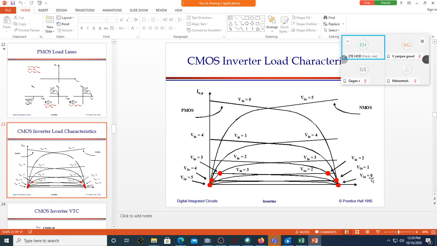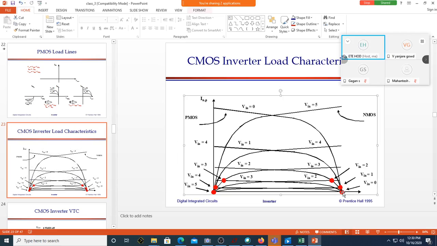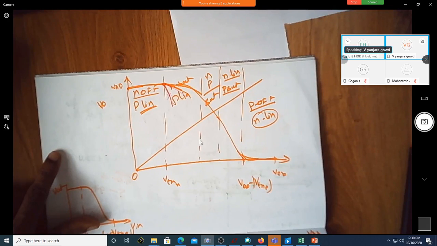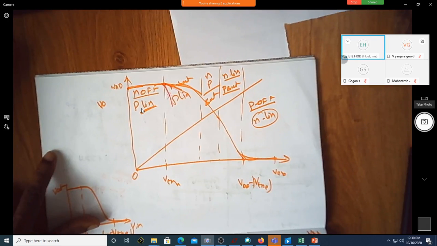Is this input voltage 0 here? This one? Yes, sir. So when input voltage is 0, you are on which part of your P characteristics? This is your P characteristics when Vin is equal to 0. Am I correct? Yes, sir. Just watch my cursor moving. Can you see? Is it exactly here? Is it not the linear region of the PMOS transistor? Yes, sir. And is the NMOS off? Because Vin is 0. Yes, sir. So as per our table, N is off, P is in linear region. Correct? Yes, sir.